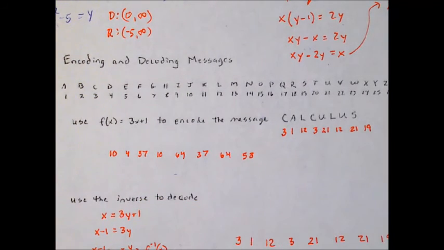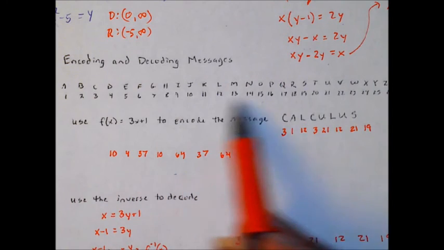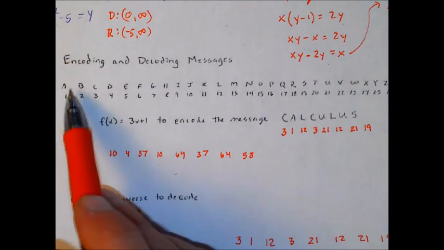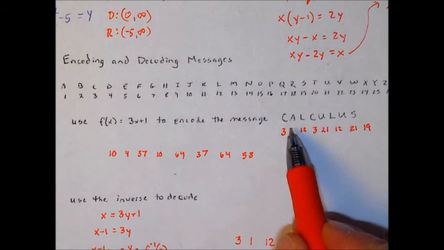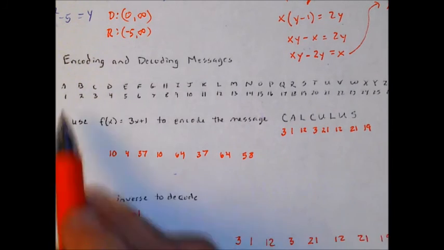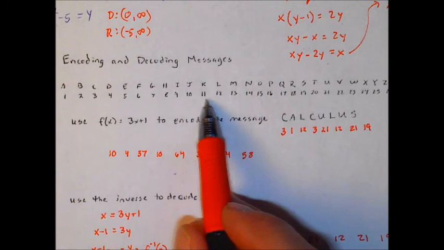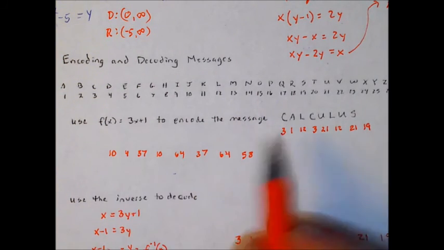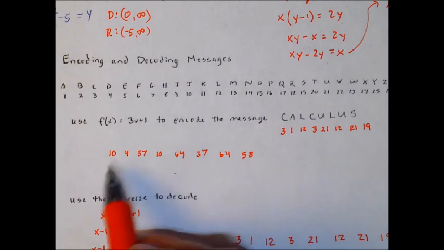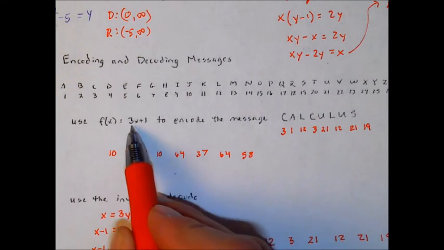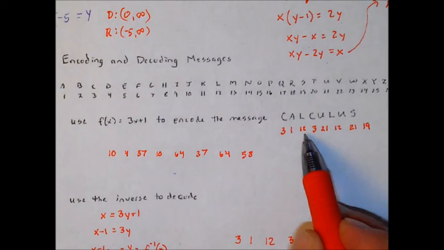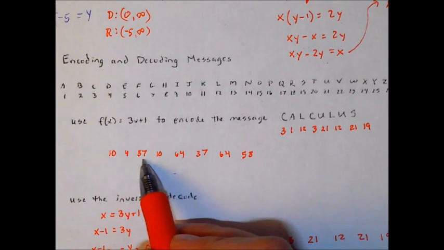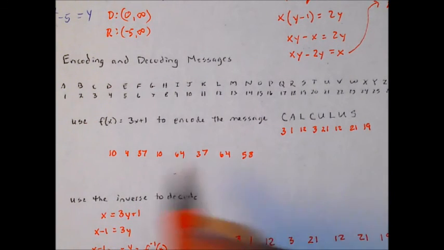Okay, so what we do, we have the letters of the alphabet, and match them up here. So if I take the word calculus, C is 3, that's the third, A is the first one, L is the 12th one, right? Etc. Keep going. Now, if I take these and plug them in here, 3 times 3 is 9, plus 1 is 10. Plug the 1 in. 3 times 1 plus 1 is 4. Plug the 12 in. 36 plus 1 is 37, etc. We get this. This is the message that is sent.